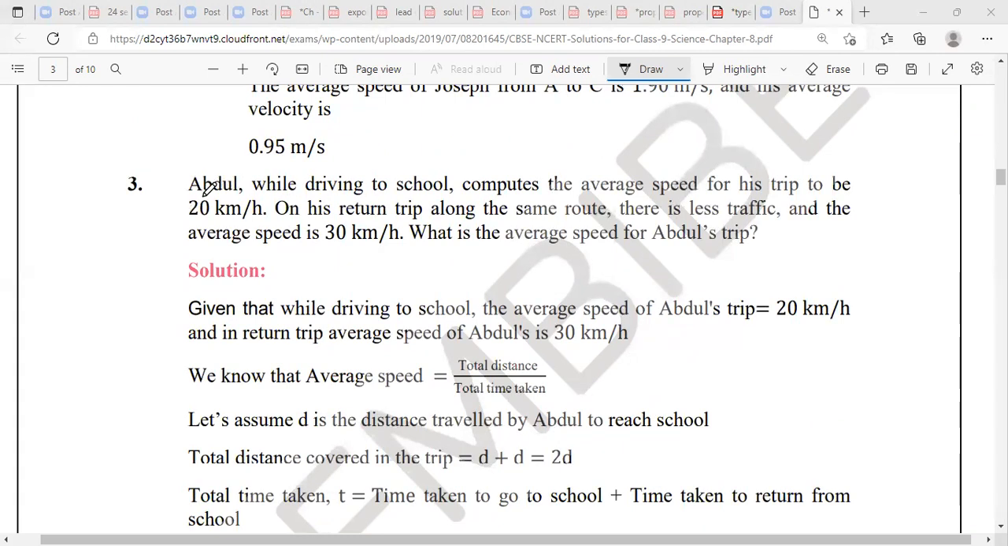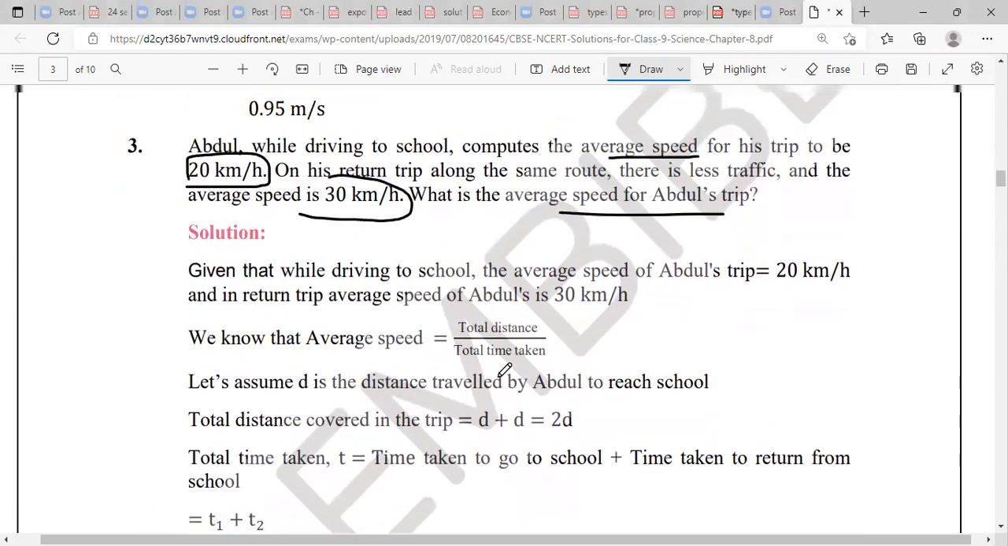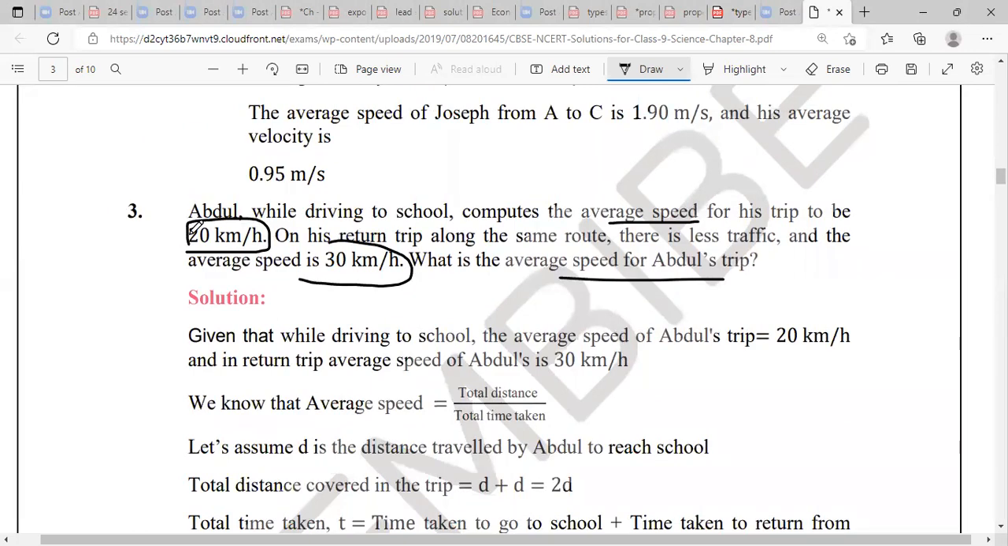Okay. Next question is, Abdul, while driving to school, computes the average speed for his trip to be this. So average speed is already given to you, right? On his return trip along the same route, there is less traffic and his average speed is this. What is the average speed for Abdul's trip? So basically two speeds are given over here, right? So you have to find the average speed in total. Okay. So you have two distances. So first of all, this average speed is given.